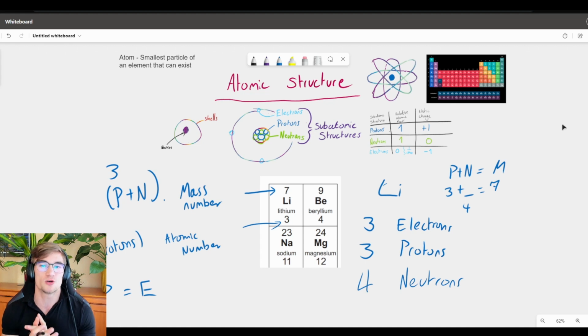Hopefully this gave you a little introduction to chemistry. It's one of the most basic things you need to understand when you start chemistry. And yeah, this was atomic structure.